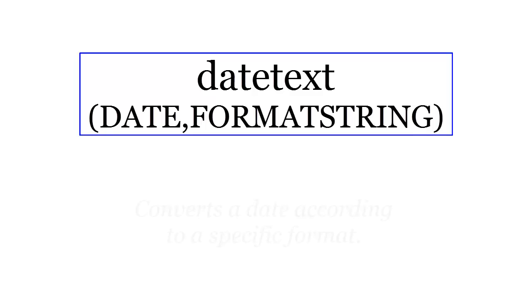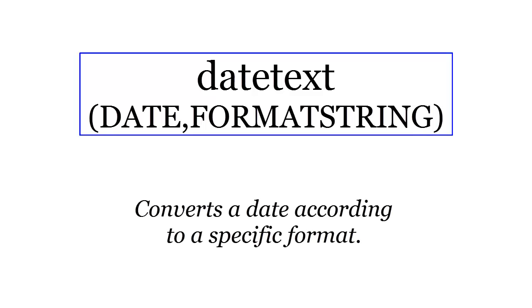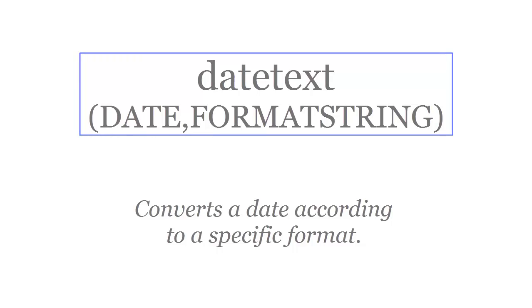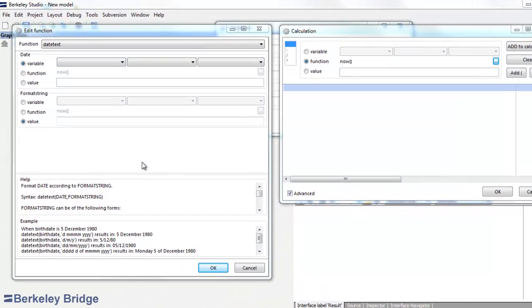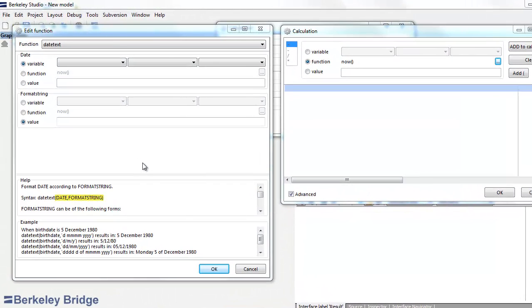Moving on, we have the function dateText. This function converts a date according to a specific format, such as day, month, year, into a date in text. To illustrate, let's immediately move on to a calculation window in the Berkeley Publisher. The syntax of this function includes two inputs, a date and the format of the text. You should know by now how to insert a date by value or variable, so we'll move on to the string format. This decides what the resulting text will look like.